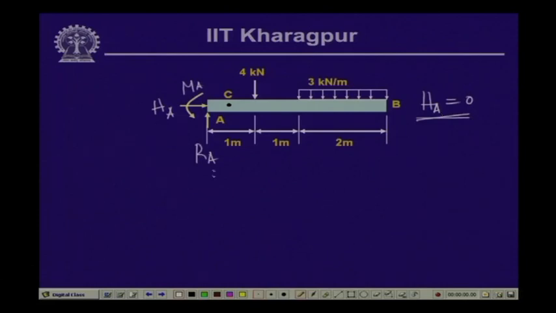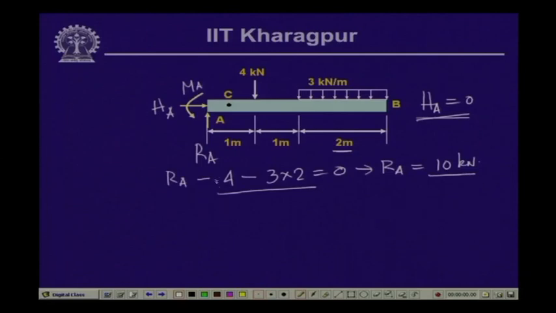Now, from summation of vertical forces, R A is vertically upward, and the other loads are vertically downward. So, R A minus 4 minus 3 kilonewton per meter, the distributed load over a length of 2, so 3 times 2, equals 0. This gives us the value of R A as 10 kilonewton.